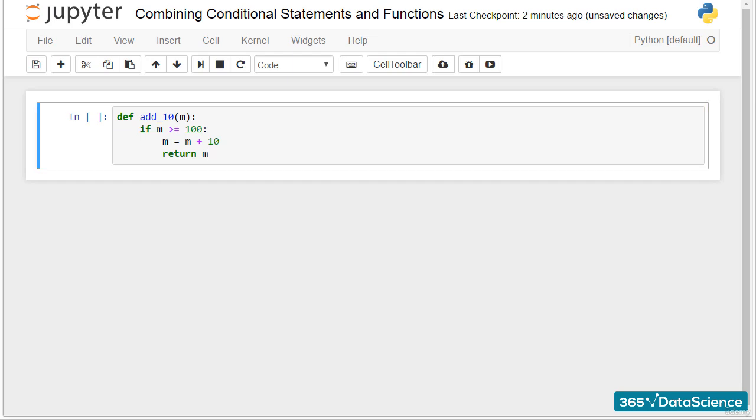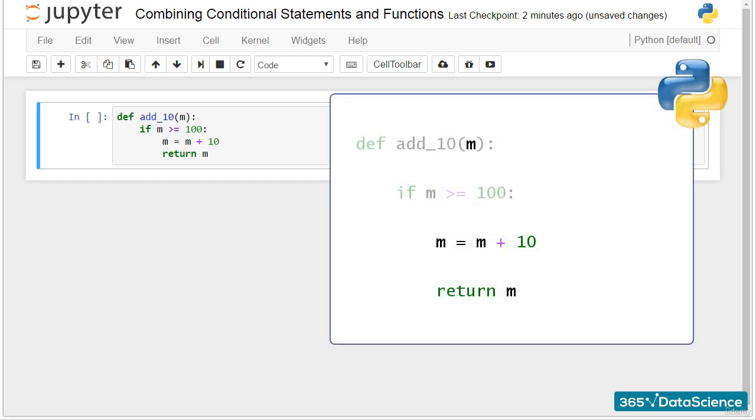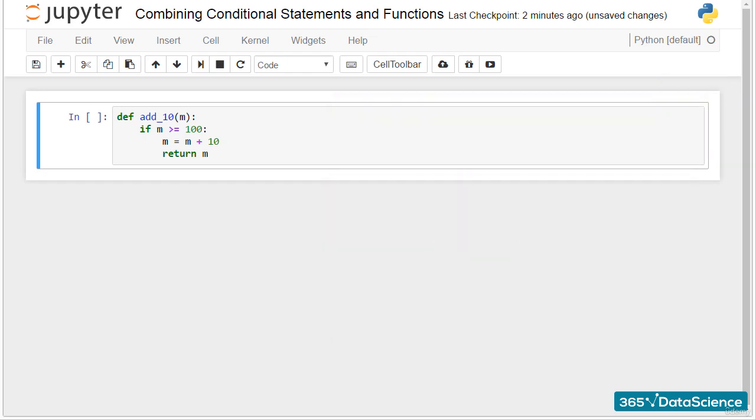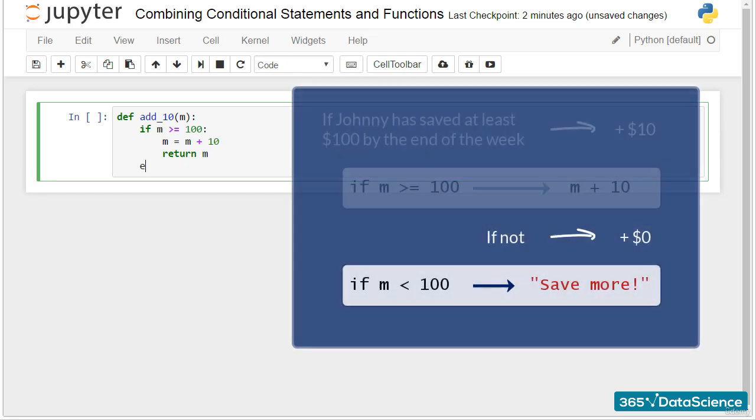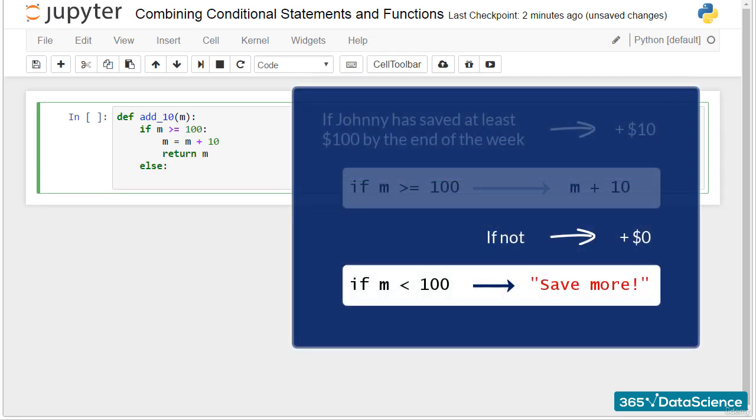To sum up, logically, we mention m as a parameter. Then, we substitute its value with a greater value, m plus 10. At the end, we say, from now on, return a value equal to the new m. Finally, in all other cases, for instance, save more. Johnny should learn it is a good habit to have some cash on the side, right?